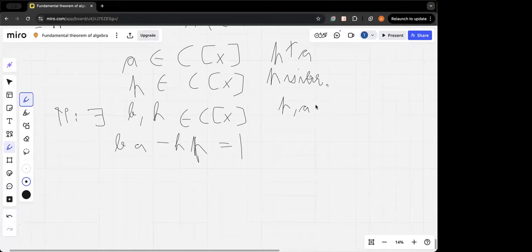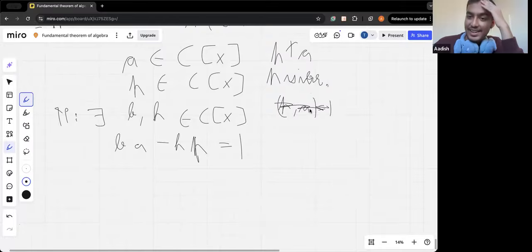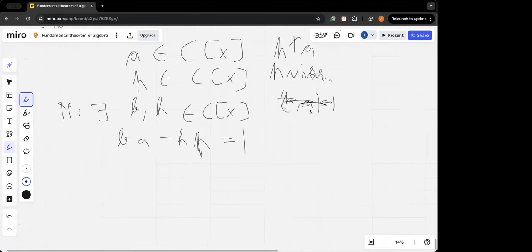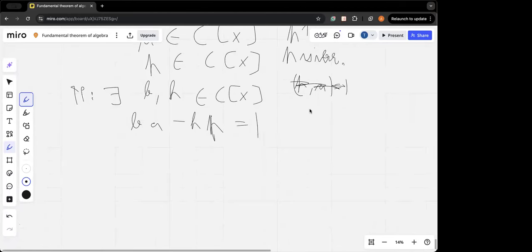P is irreducible in C. Bro, you can't just say a polynomial and another polynomial are co-prime and live with it. How do you define the GCD? You haven't used Bezout's. P is irreducible in C.